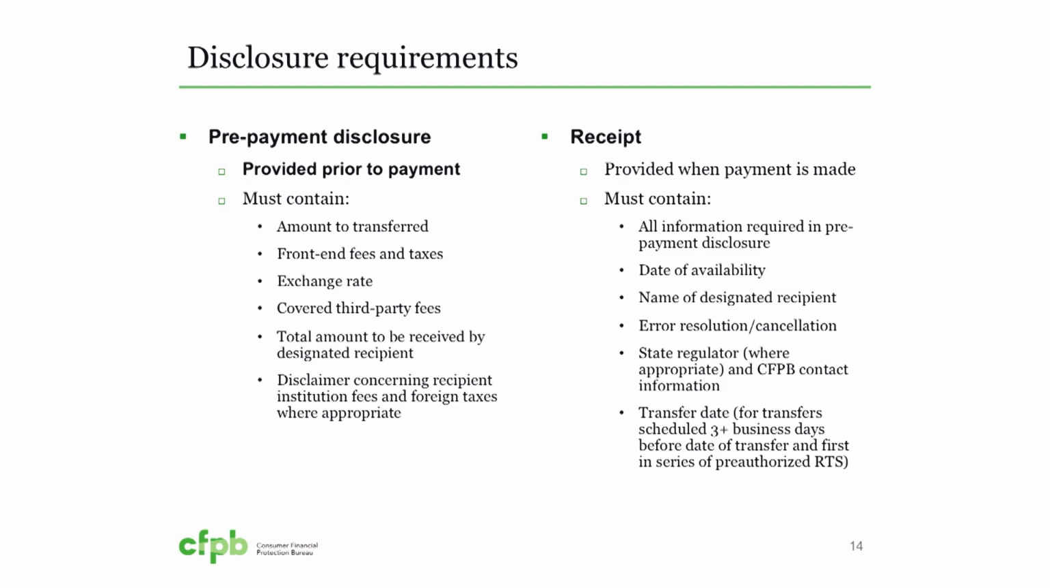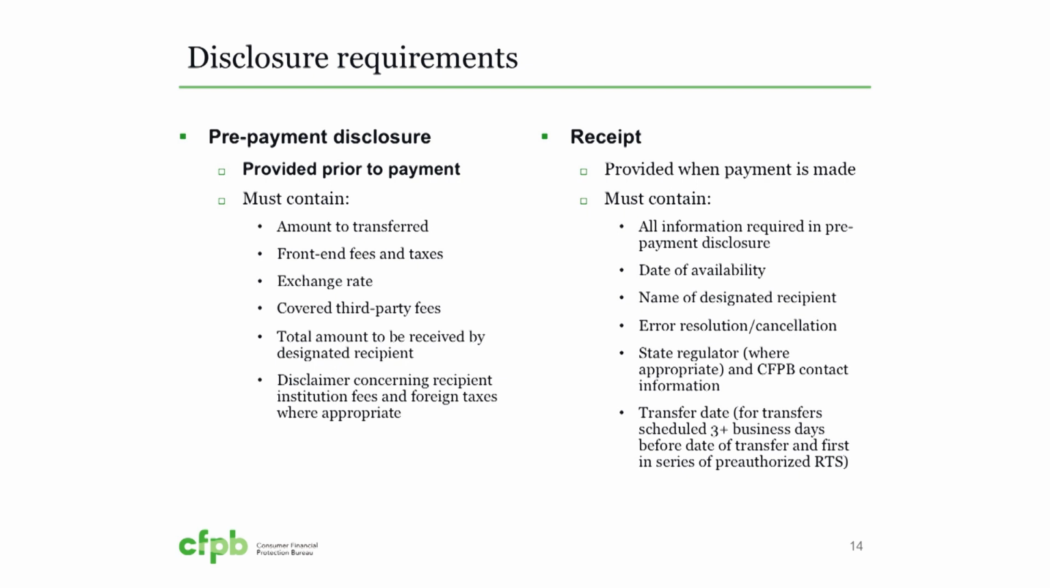The rule generally requires 2 disclosures for each transfer, a prepayment disclosure and a receipt. I will explain later an alternative disclosure method. I'm going to spend a bit of time on this slide. I'm first going to talk a bit about the elements that are on the disclosures, and then we'll talk about timing and format of the disclosures. The first disclosure is called a prepayment disclosure, which, as its name suggests, is required prior to payment and which, among other things, includes a number of disclosures, including the amount to be transferred, front-end fees and taxes, the foreign exchange rate, covered third-party fees, and the total amount to be received.